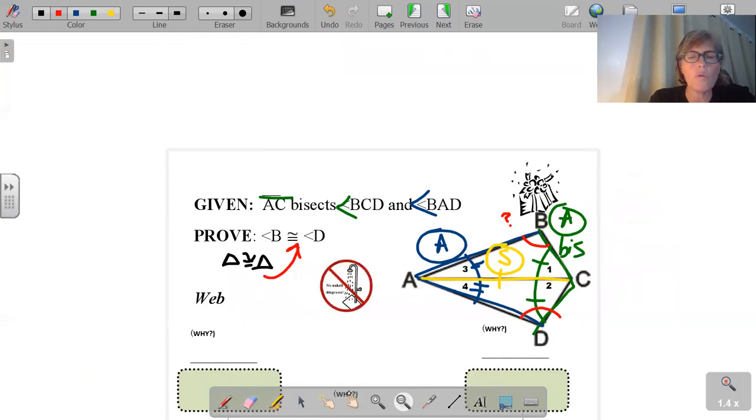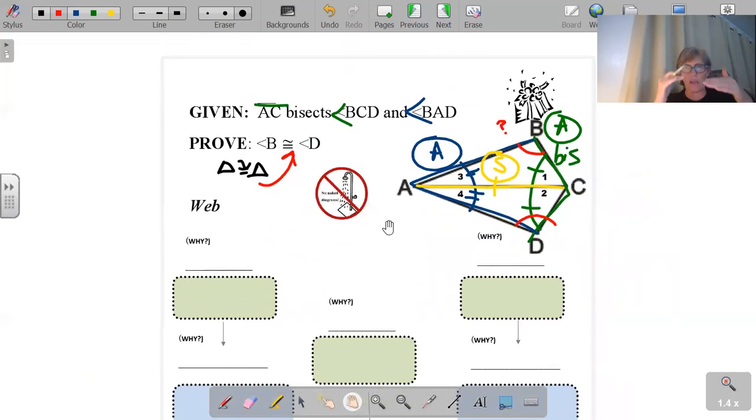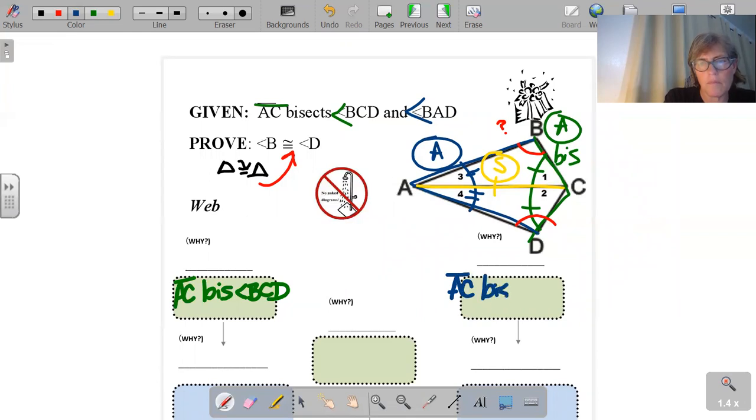Now, a web is the only one that shows you how pieces of information connect together. So we're going to do this exact same proof. We have two starting pieces, the bisectors. So I write here that AC bisects BCD, that's one piece of information, and AC bisects BAD, that's another piece. And I split those pieces of information so you can see how things fit together.